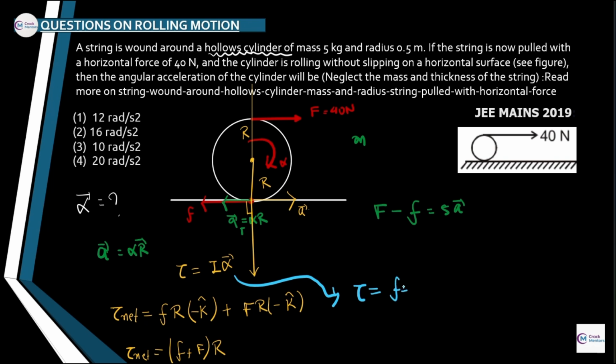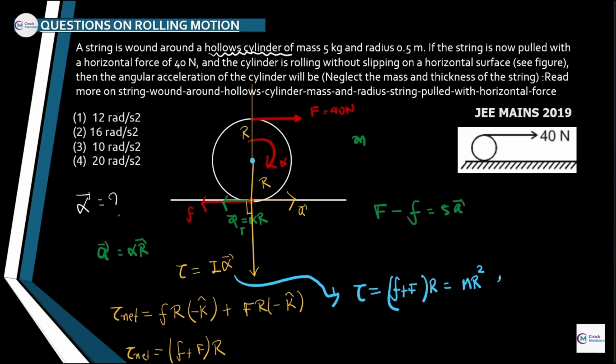And what is the moment of inertia of this hollow cylinder? If it is rotating about this axis, then the moment of inertia is going to be mr square, because it is acting like a hollow cylinder. It has moment of inertia mr square about the axis of rotation, there is no doubt in it. And alpha is acceleration upon r.